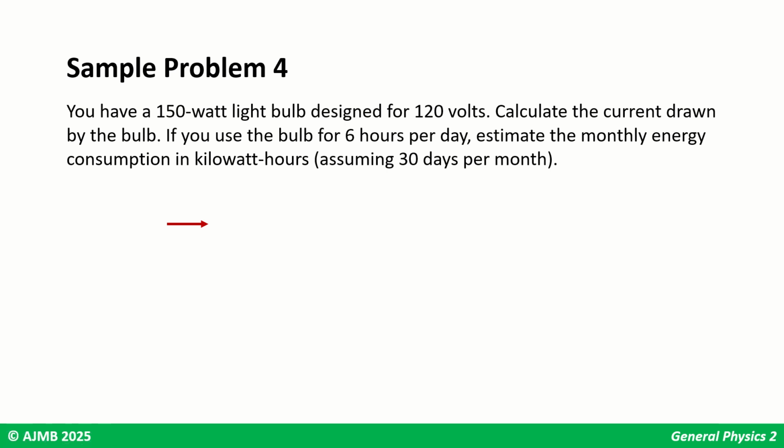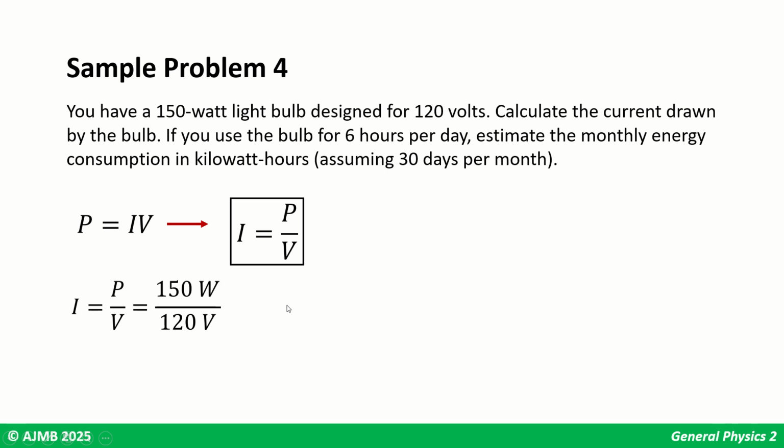Okay, but first, current. We can use the first equation, of course, but we have to do some rearrangement. Current is equal to power over voltage. You can take note of this equation. If we do the division, 150 watts divided by 120 volts, it's 1.25 amperes. Okay, so that's our current.